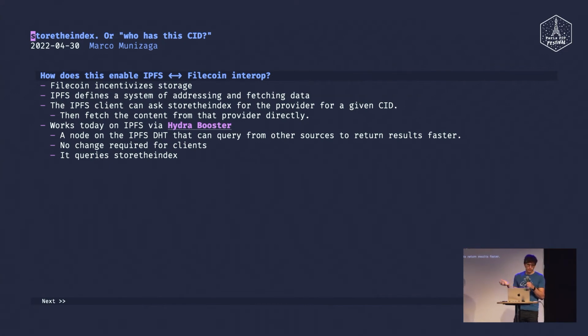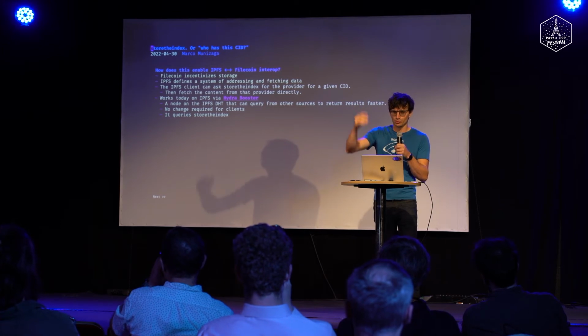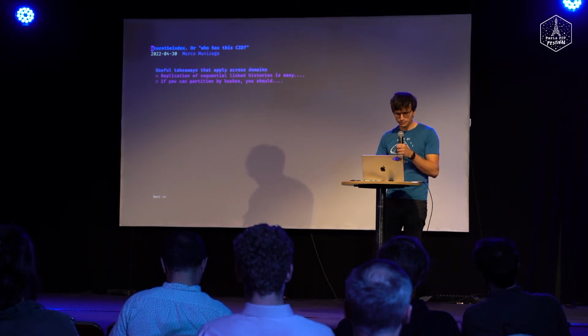And this works today with these special nodes called Hydra boosters, which live on the DHT. These special nodes can query from other sources to return data faster to anyone who's probing them, and it currently queries Store the Index. This is kind of a stopgap measure, but no changes are required for the clients. In the future, clients can just directly ask the indexer.